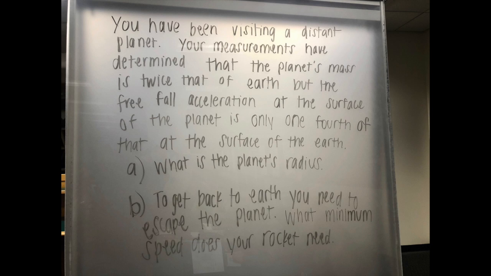You have been visiting a distant planet. Your measurements have determined that the planet's mass is twice that of the Earth, but the free-fall acceleration at the surface of the planet is only 1/4 of that at the surface of the Earth. A. What is the planet's radius? B. To get back to Earth, you need to escape the planet. What minimum speed does your rocket need?